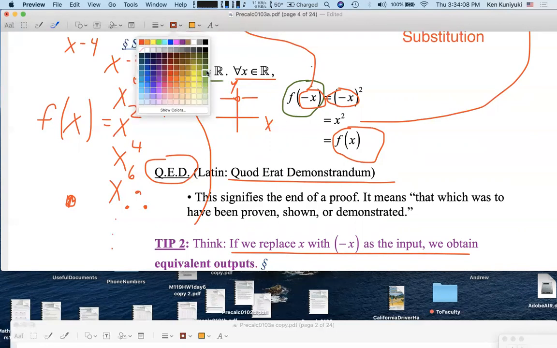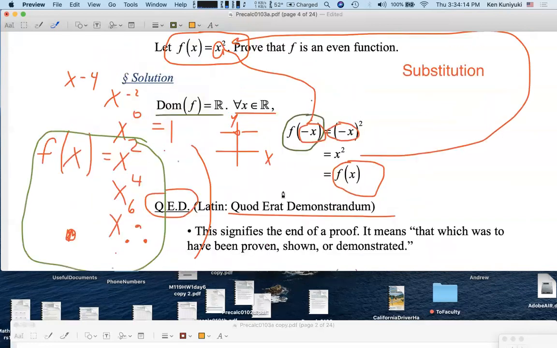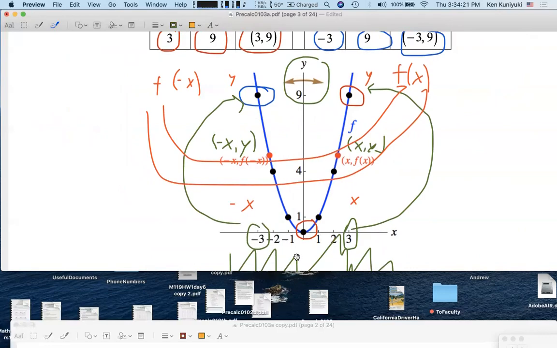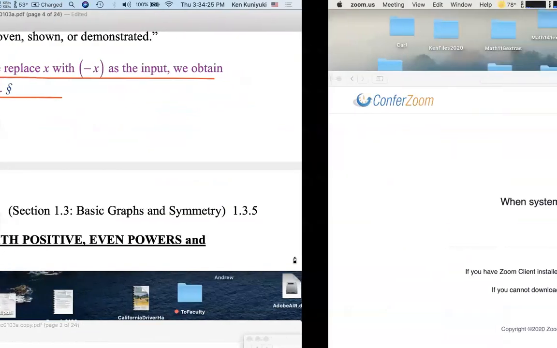Let's talk more about these guys over here. F of x equals x to a positive even exponent. Their graphs will look like bowls, like these. Y equals x to the fourth, sixth, eighth, and so on. Their graphs will look like bowls. Let's go to Desmos.